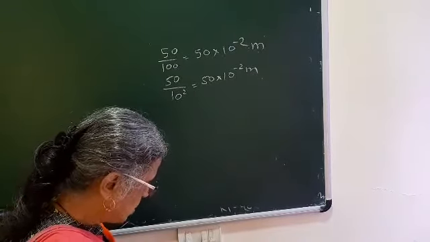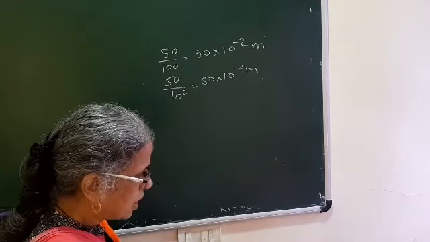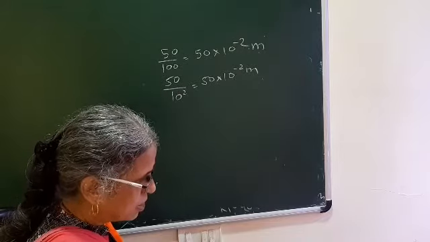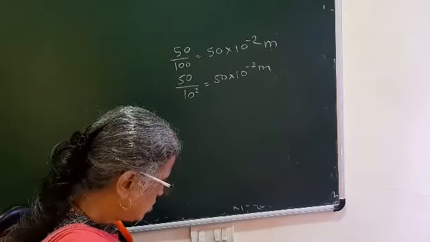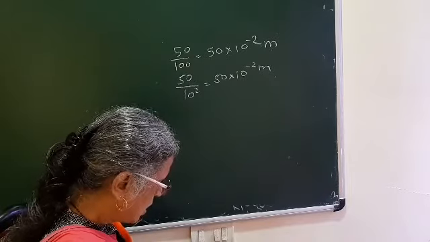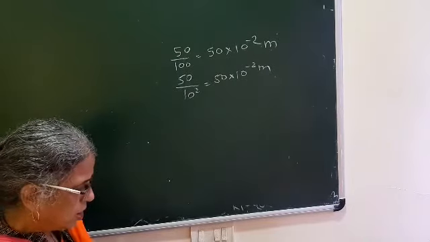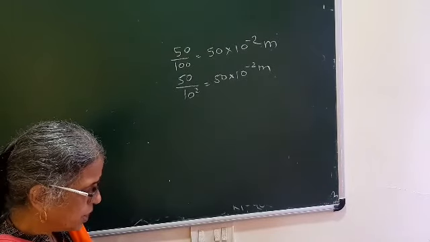That means it should be 0.5 into 10 raised to minus 3 meter, because 10 millimeter make 1 centimeter and 100 centimeter make 1 meter. So 0.5 into 10 raised to minus 3 meter, that will give you the radius in meter. So they have converted that again into 5 into 10 raised to minus 4 meter.